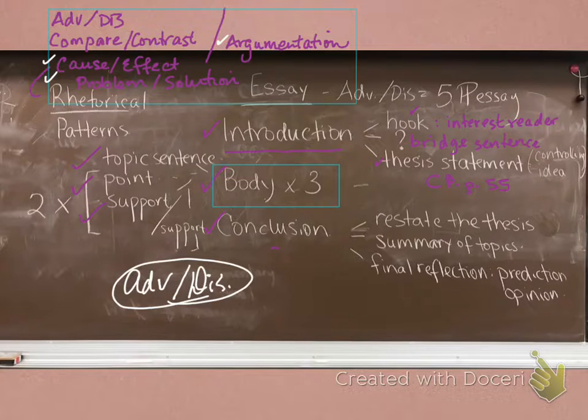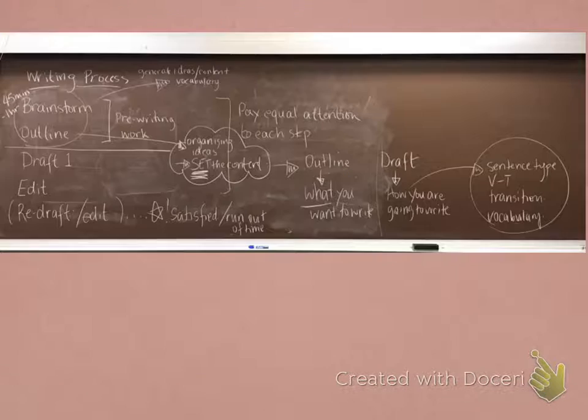And then finally we finished by saying that a conclusion does these 3 things. It restates the thesis statement, it summarizes your topics, and then it offers a final reflection. So those are the parts of the essay that we're going to be looking at in AE1.